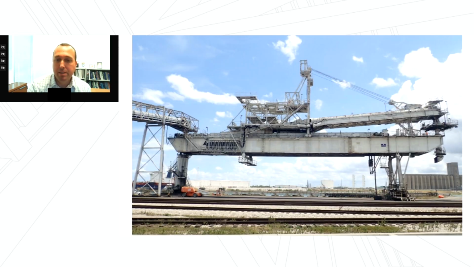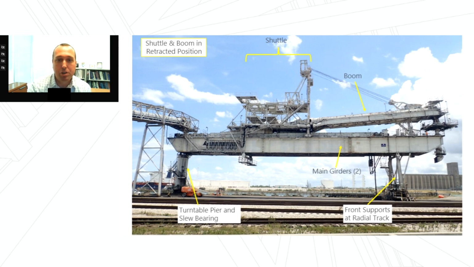The shiploader consists of two main girders, and so this is very similar to a steel bridge. And it's supported on the left side by a turntable pier, and then the front supports where the radial track is located. On the top of the main girders, there's a shuttle and boom, and the shuttle and boom moves along rails that allow it to access different parts of the vessel. So the shuttle front wheels are supported on the top of the main girder, as you can see with the first arrow. And then on the back where the rear wheels are, it's supported on both the top of the main girder and the bottom, and that just provides some clamping resistance, overturning resistance as bulk material is moving along the shuttle and boom.